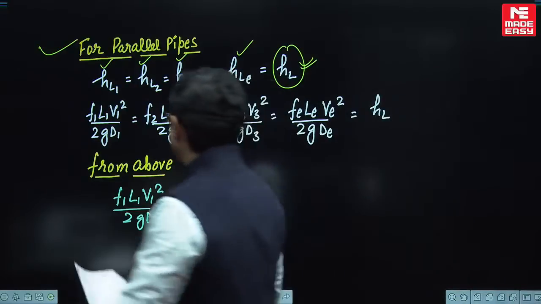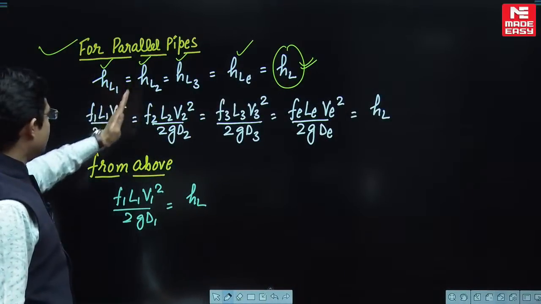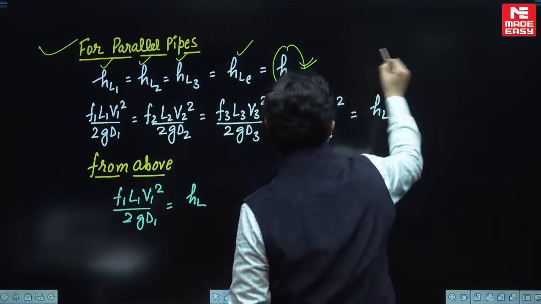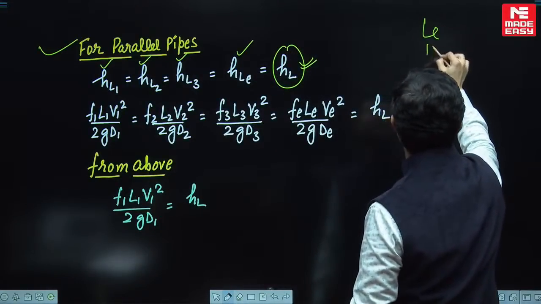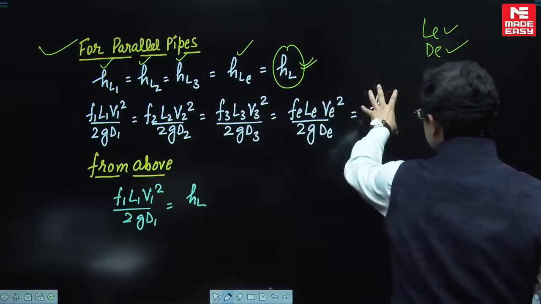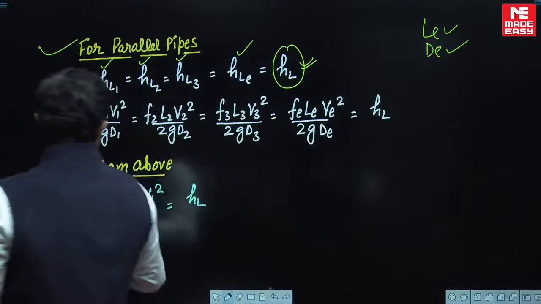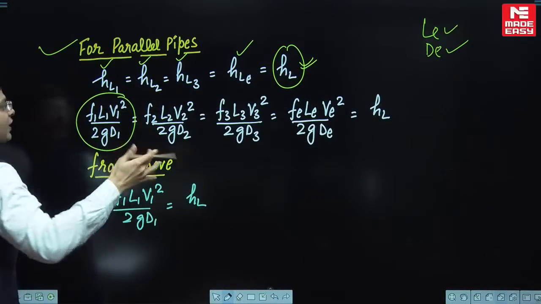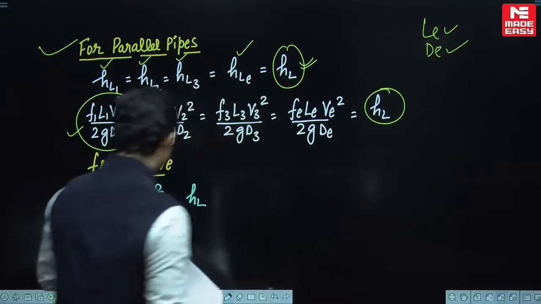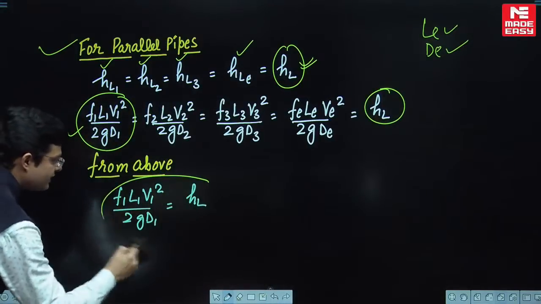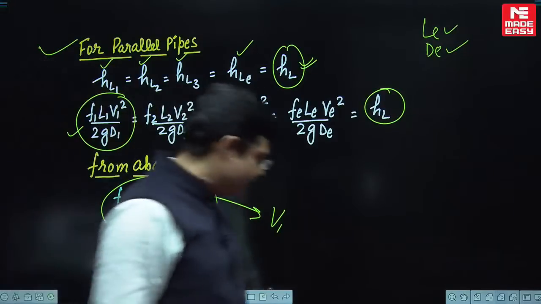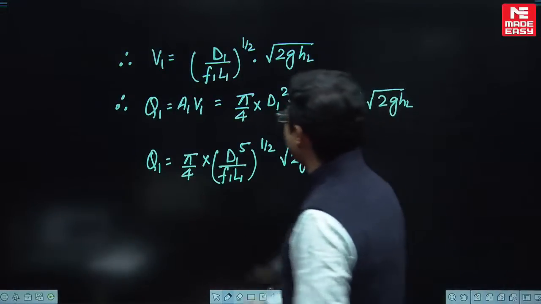So what is the loss? FLV square by 2GD. For the equivalent pipe, let the length of the equivalent pipe be LE and the diameter of the equivalent pipe be D. Clear guys? So this is equal to HL. So let us equate this and this. When you equate this with this, can you calculate the value of V1 from here? Yes, you can calculate. On the next slide, I have calculated.